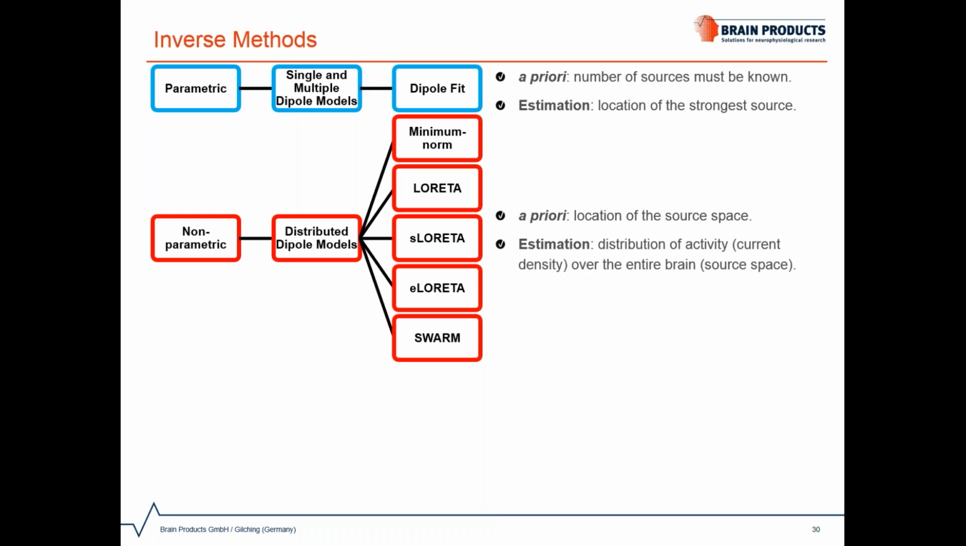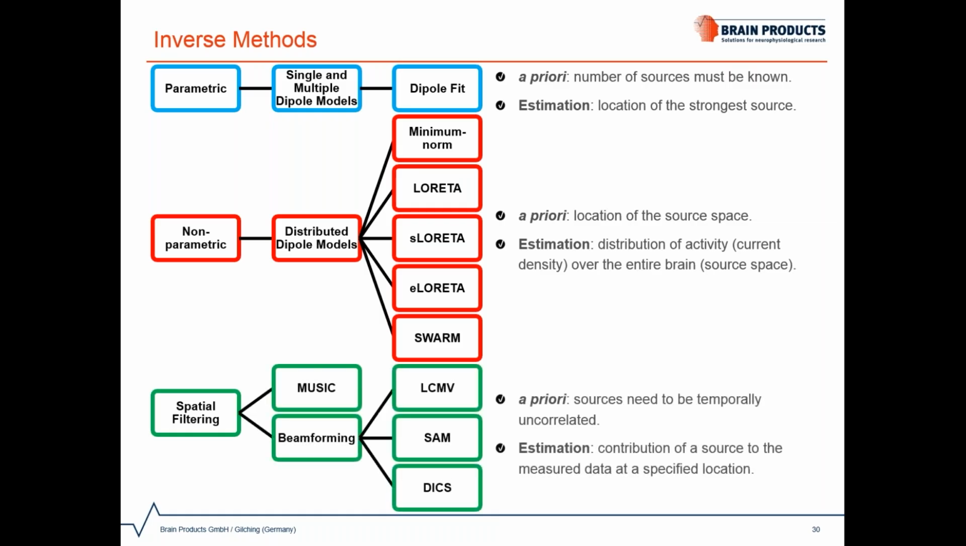This approach enables you to estimate the distribution of source activity throughout the predefined source space. The third category is spatial filtering. One of the spatial scanning algorithms is the MUSIC algorithm.